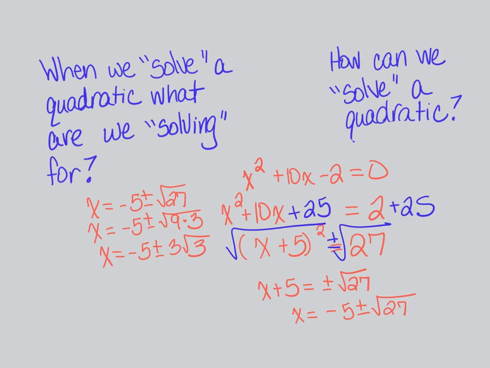Now, if inside WebAssign it wants just your answers, if it just says what's the x values at the intercept, then you would write negative 5 plus or minus 3. Trying to show you what to write inside WebAssign. Negative 5 plus 3 square root of 3. Then you would have to do another one, negative 5 minus 3 square root of 3. Now, if it just wanted to know the solutions or the zeros, that's what you would write.